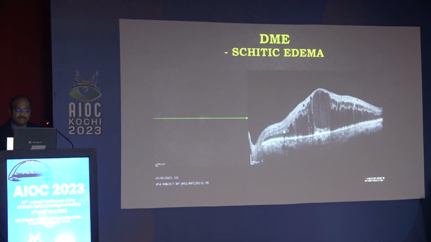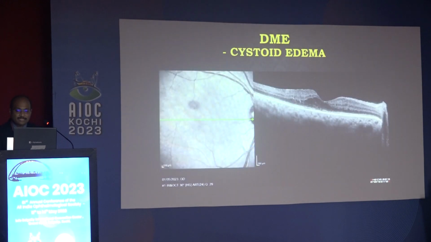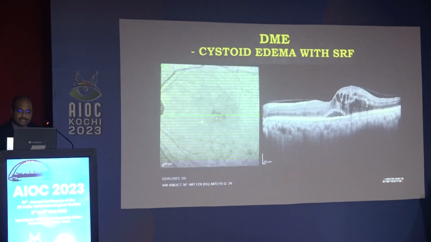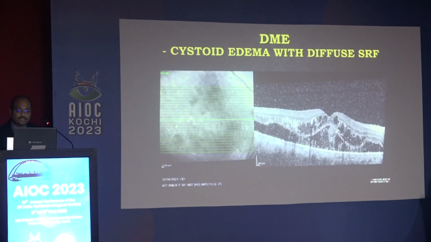You can get some massive edema at times, and this is called sponge-like or skytic edema. You see this entire structure is stretched, and this vertical, it's almost called vertical palisading. Different types are there. This is cystoid edema, which is fairly focal and like a cystoid balloon out there. And this is the same cystoid edema with a bit of subretinal fluid out here. And this is cystoid edema with diffuse subretinal fluid.